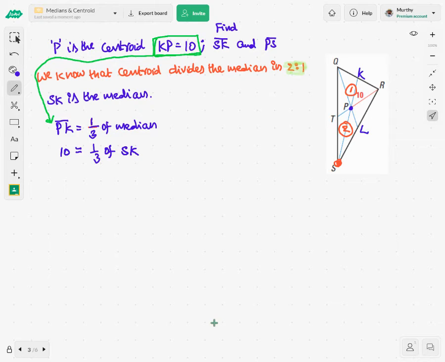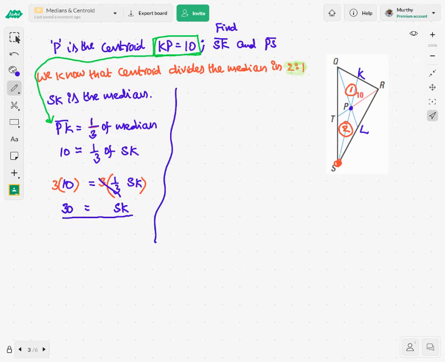Okay, so now 10 equals 1/3 of Sk. Now, to isolate Sk, you know that we have to eliminate this 1 over 3. That can be done by multiplying 3 on both sides. So when I multiply 3 times 10, that gives me 30, and here 3 and 1/3 get cancelled. Then I got the length of Sk as 30 units.